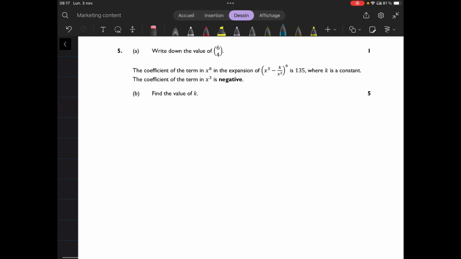Question 5. Write down the value of 6 chooses 4. You can use the Pascal triangle for this. So one way to do it is just to write down the first 7 rows of the Pascal triangle.